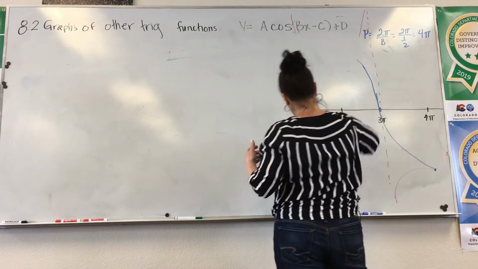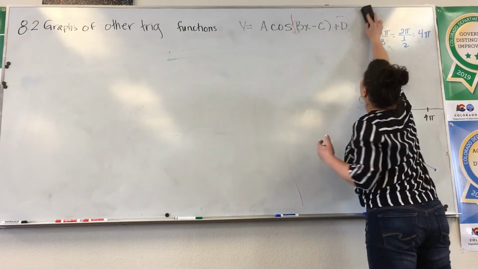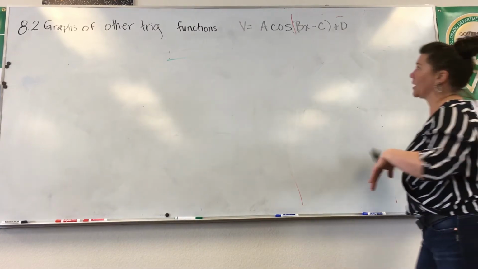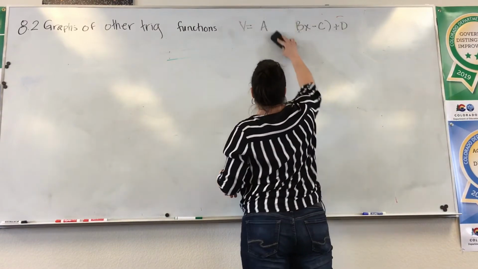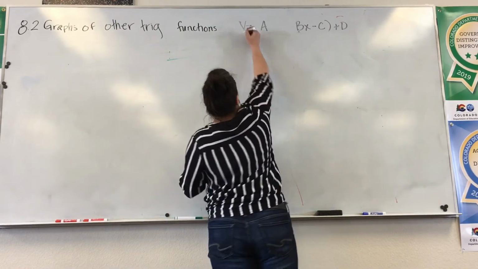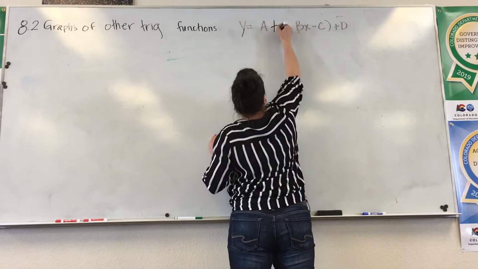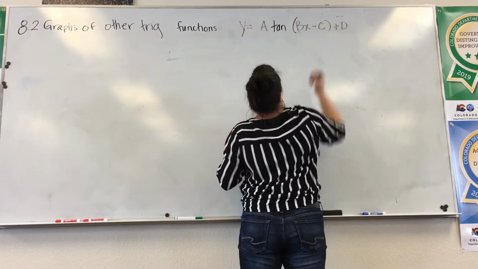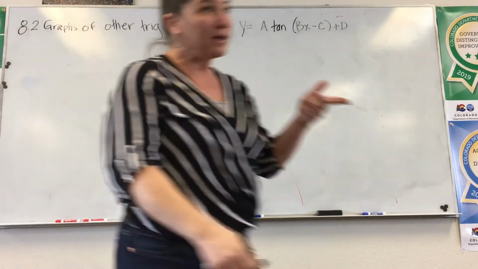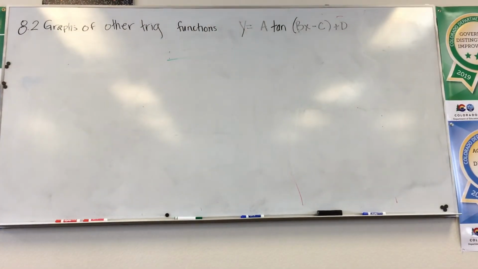Okay, so tangent and cotangent are very similar to what we've already done. We're going to use the same strategy, so it should be pretty familiar. So this is going to be y equals a tangent of bx minus c plus d. If you look over there, it's very ugly, but the middle one is your regular tangent of x graph right here. So we can see that it goes like that.